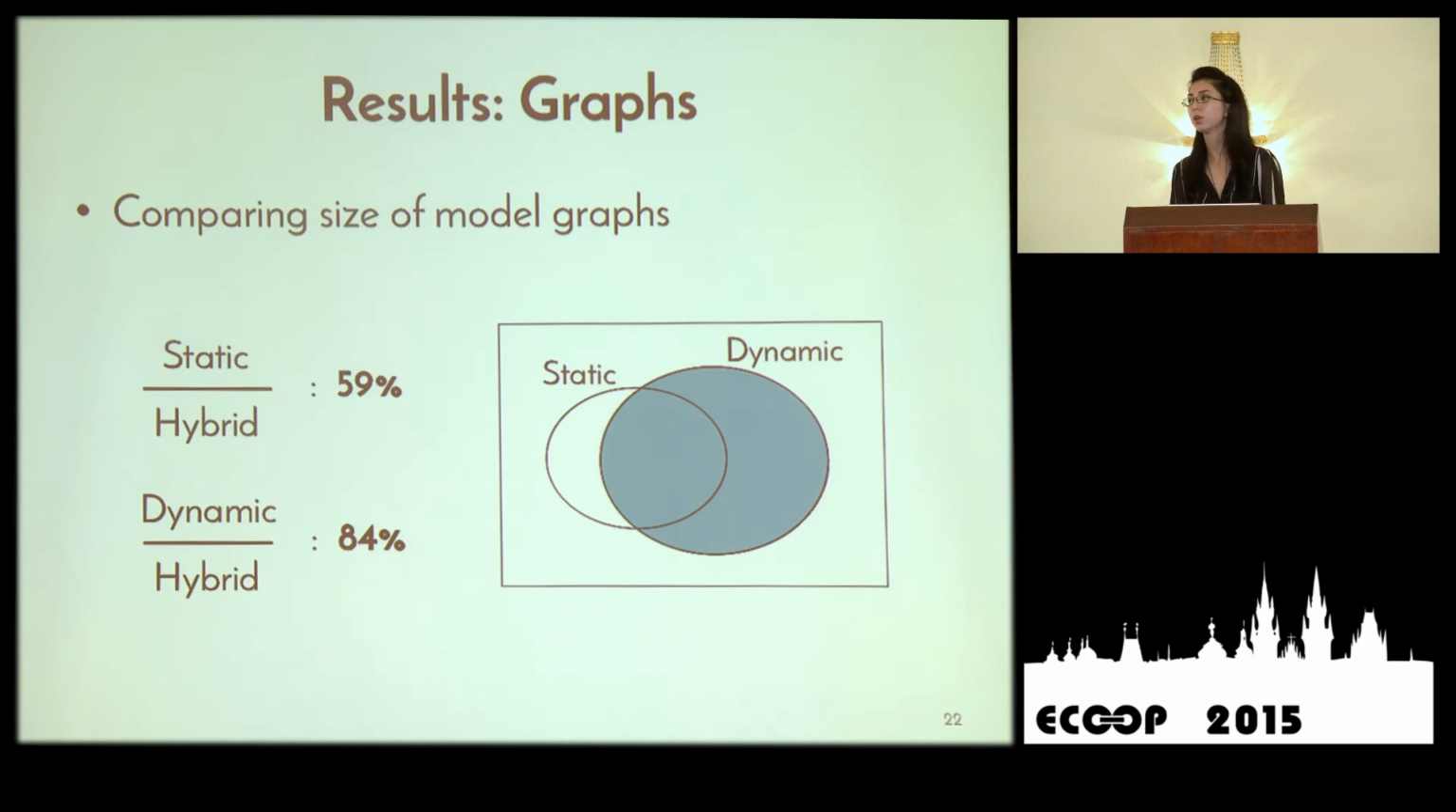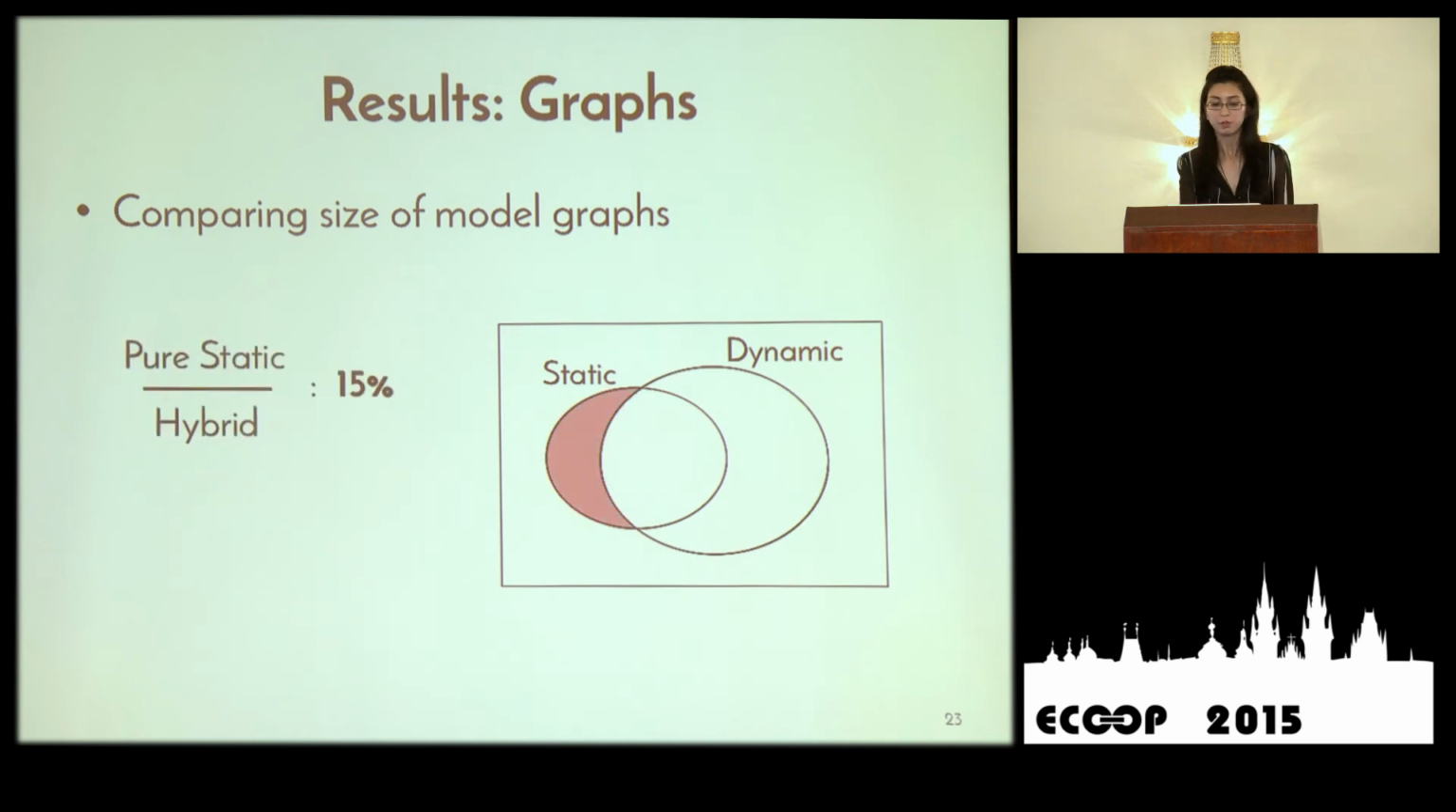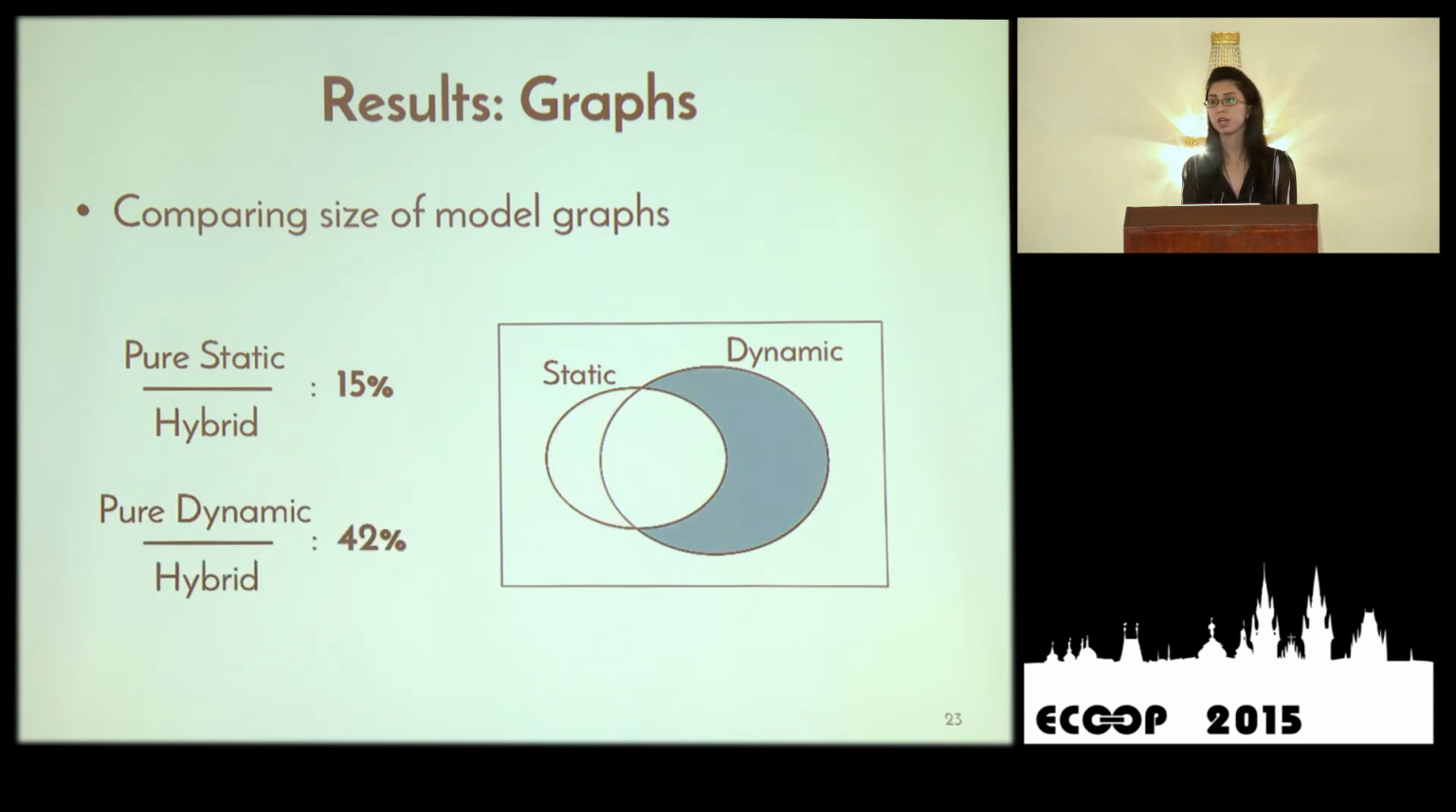So next, we wanted to know what parts come exclusively from static analysis, and which parts came exclusively from dynamic analysis. And we set aside the common parts between the two. So 15% of the dependency graph came from static analysis alone, and 42% of the graph came from dynamic analysis exclusively. So this shows us the necessity of a hybrid analysis.